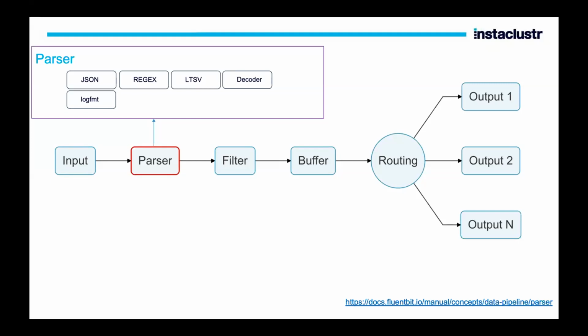So Fluent Bit supports different parsers, and here's a list of those parsers like JSON, regex, decoder, and logfmt. You can go into more detail about that, but yes, the parsers are available.